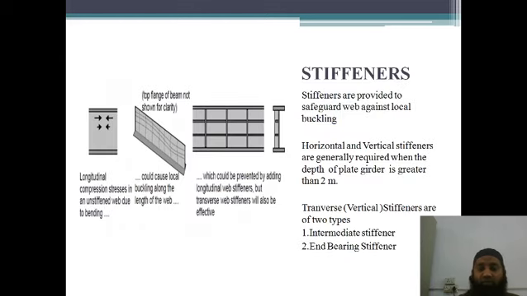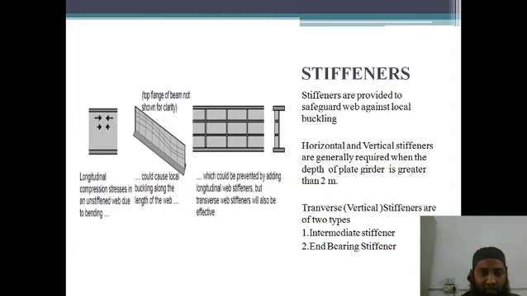You can see here now the importance of stiffeners. Why are stiffeners provided? You can see the figures here. Longitudinal compression stresses in an unstiffened web due to bending. Basically to avoid bending, we provide these stiffeners, so they resist these longitudinal compression stresses. So these horizontal stiffeners are provided, you can see here, to resist compression stresses. And you can see the next figure as well.